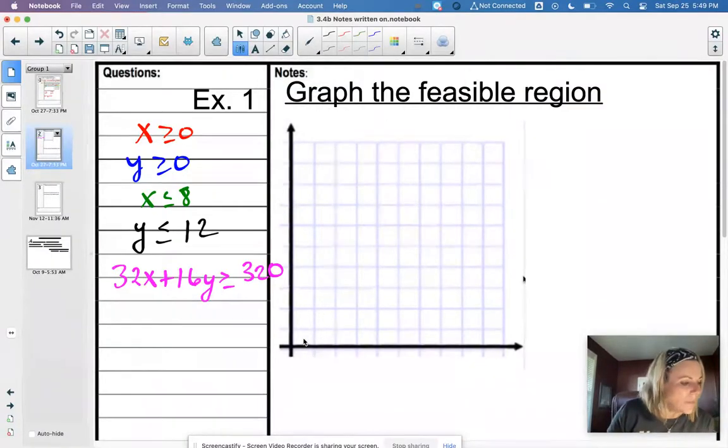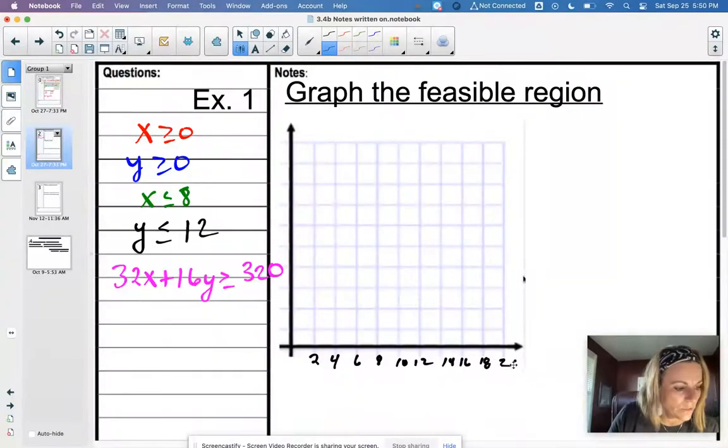So let's see. I think what we're going to do is count on this one. I'm going to count up by twos: 2, 4, 6, 8, 10, 12, 14, 16, 18, and 20. And the same thing here: 2, 4, 6, 8, 10, 12, 14, 16, 18, and 20.